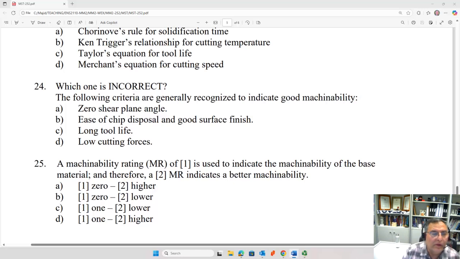So we can reread the sentence this way. A machinability rating of 1 is used to indicate the machinability of the base metal, and therefore a higher machinability rating indicates a better machinability. So D is the right choice.